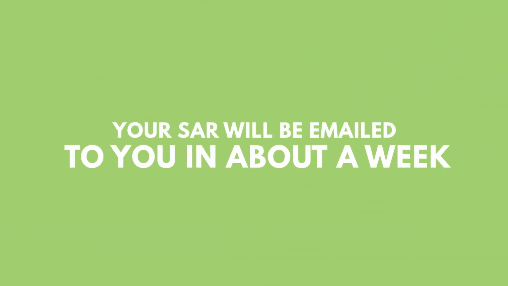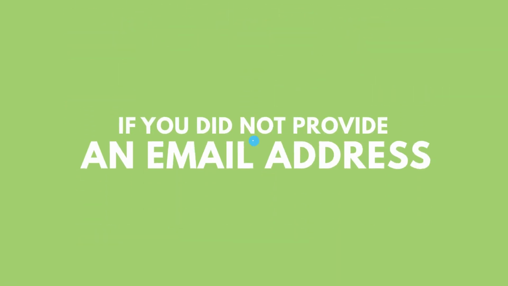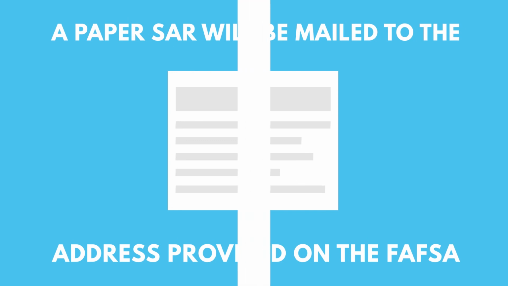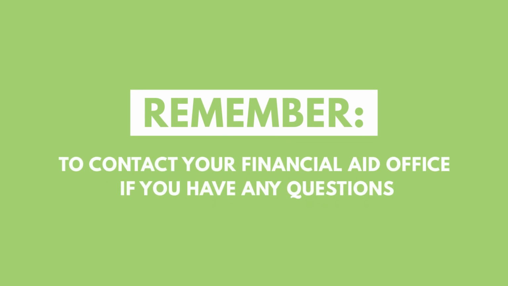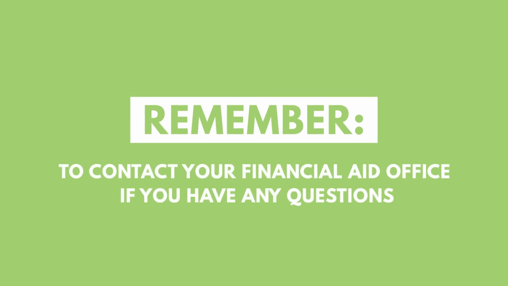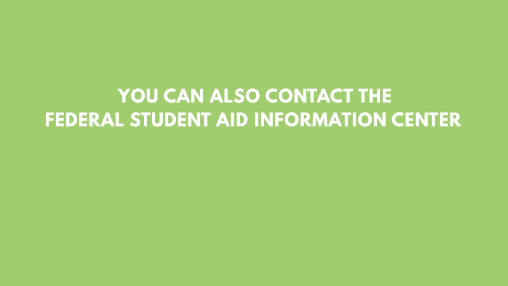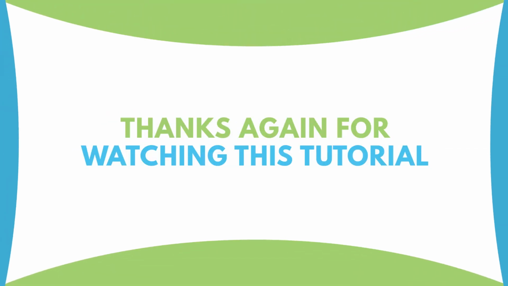Your SAR will be emailed to you in about a week. If you did not provide an email address, a paper SAR will be mailed to the address provided on the FAFSA, which could take up to 6 weeks. Remember to contact your financial aid office if you have any questions. You can also contact the Federal Student Aid Information Center at 1-800-4-FED-AID.